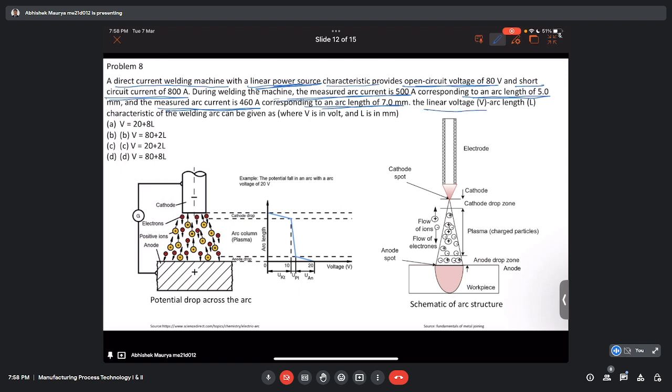The linear voltage arc length characteristics of the welding can be given as, so we have to find a relation between the voltage and the length of the arc. So that is the problem, and we have been given some conditions, and we need to find the linear voltage and arc length relationship.